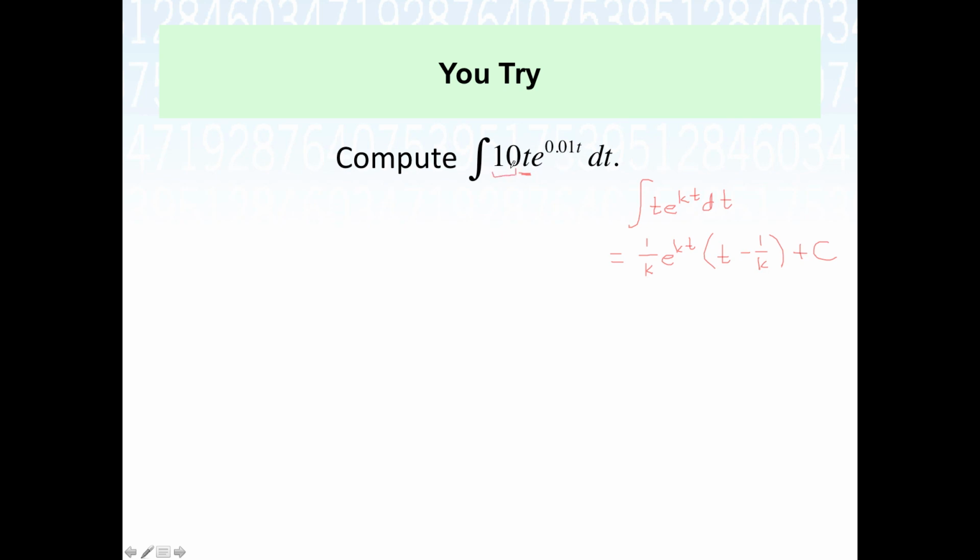This constant shouldn't worry us too much, so we can just pull the 10 out in front. But other than that, we've got t e to the, and in this case, k is 0.01. So we've got our whole expression here that will play out: 1 over 0.01, e to the 0.01 t, times t minus 1 over 0.01. And we could certainly tidy this up a little bit. I'm not sure how much it's worth it, but we could get some other slightly simpler answer. For instance, 1 over 0.01 is 100. We could combine these two guys, but we'll stay lazy and just leave it like that.